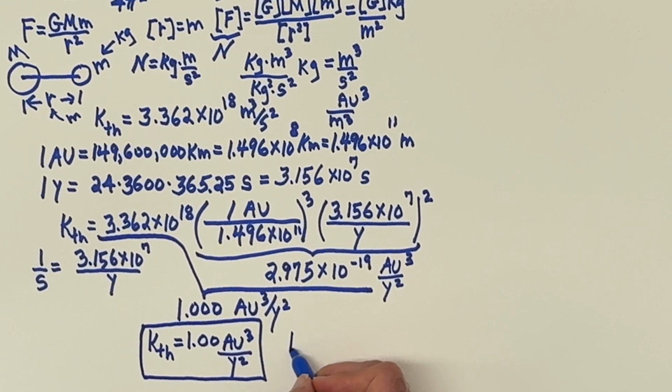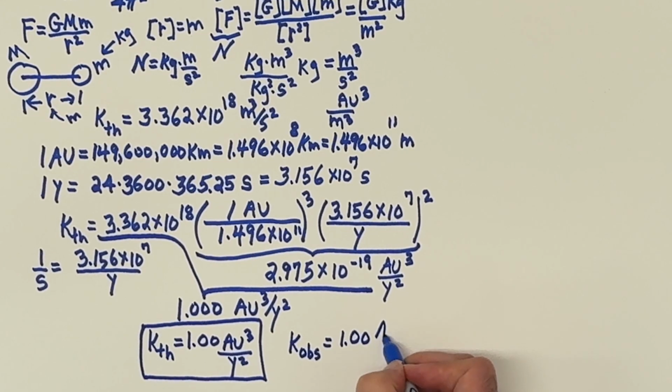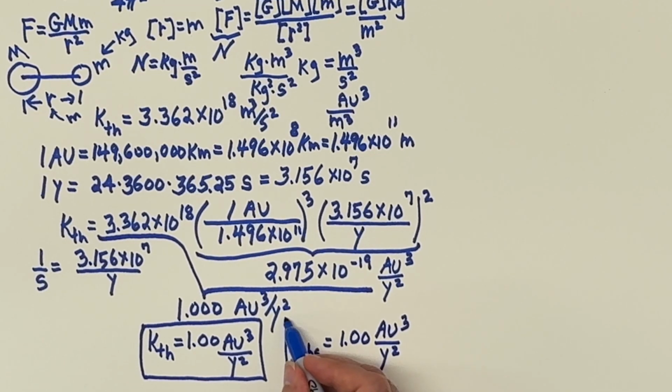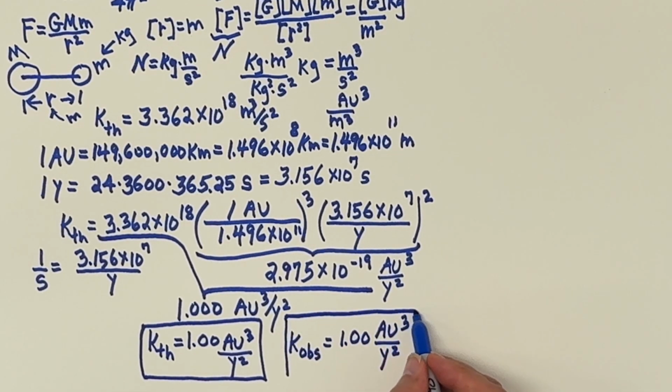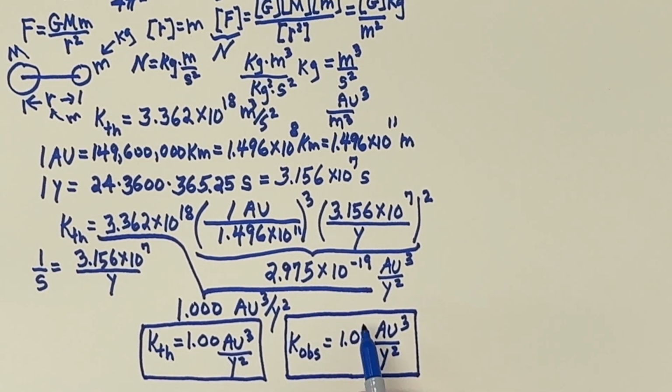And that agrees to what we found earlier by using planetary data, 1.00 AU cubed over year squared. And you might consider using a spreadsheet to put in all 8 planets and let the spreadsheet work it out and see if you get this. So that's our conclusion. This is a marvelous agreement with experiment.